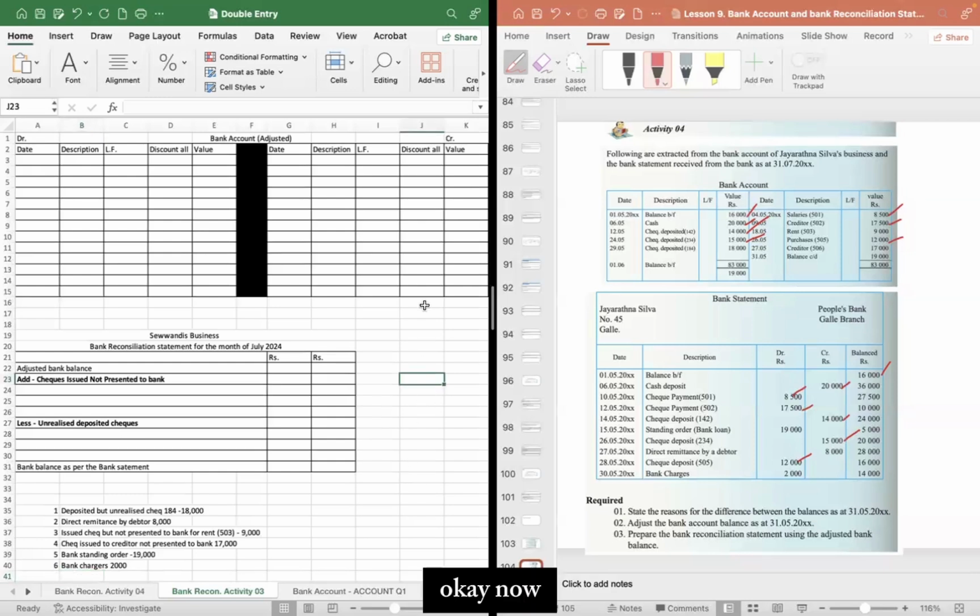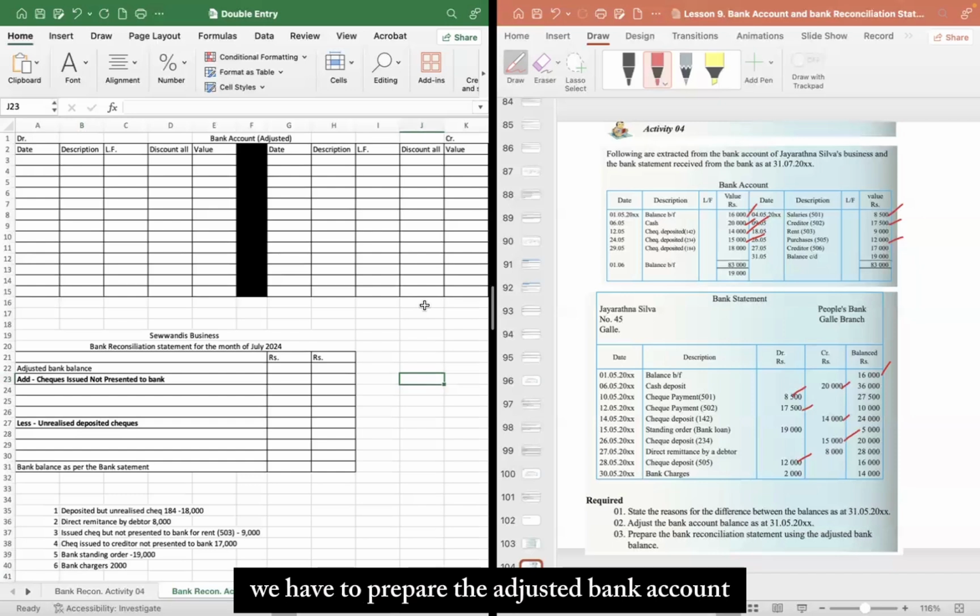Okay. Now we have identified the reasons for these differences. Then what we have to do is firstly we have to prepare the adjusted bank account.